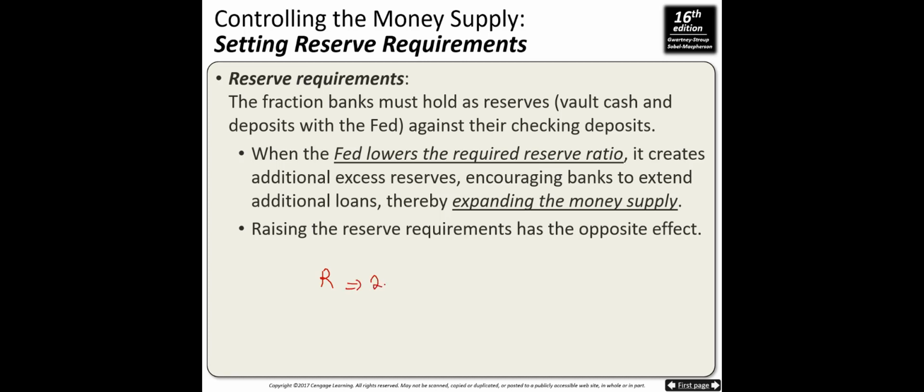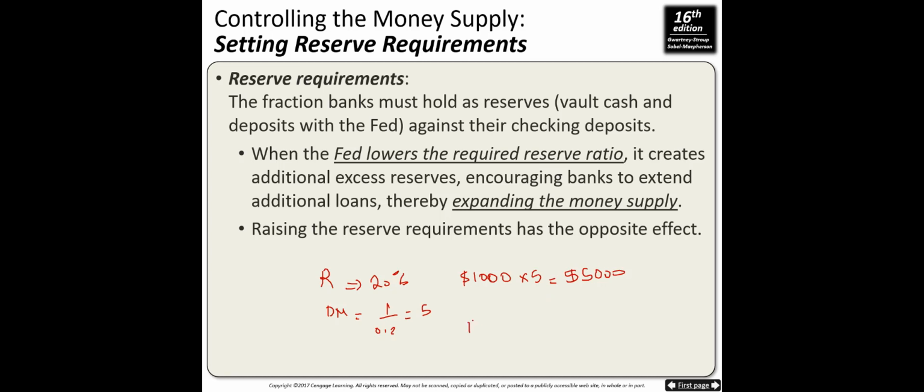Let's assume the reserve ratio is 20%. Then the deposit multiplier is going to be 1 over 0.2, which is 5. So every $1,000 deposited into the system can create up to a maximum of $5,000 of money in the system.